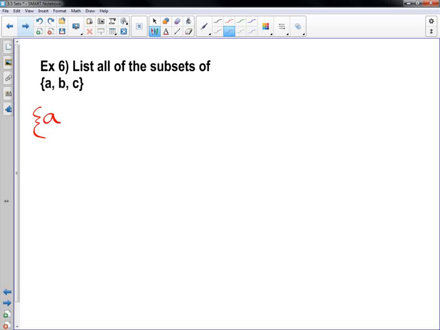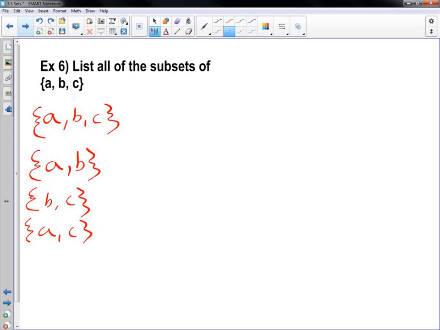Well, the first one is that one. Now let me ask you, in my red writing, did I use any extra elements other than what's in the first list? No. So it is a subset. That's the only subset with 3 elements in it. Let's try a subset with 2 elements in it. How about AB, BC, and AC. Order doesn't matter, so the set AC is the same thing as set CA.